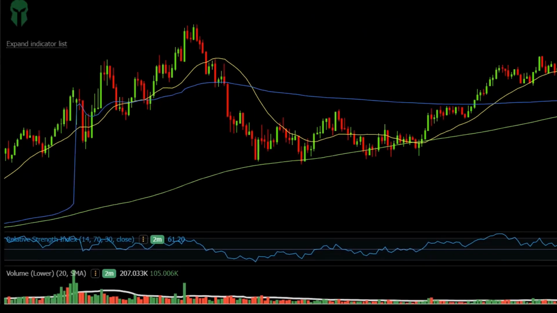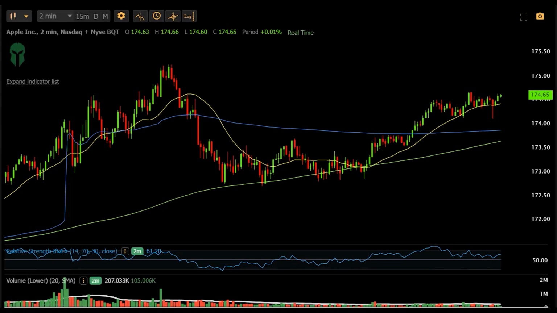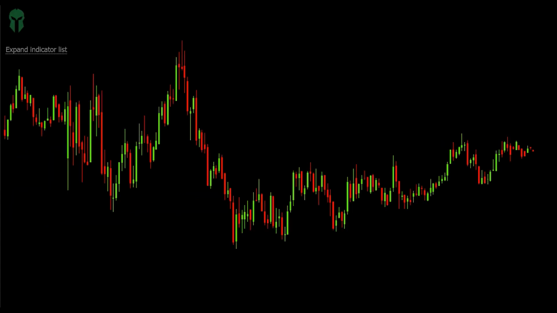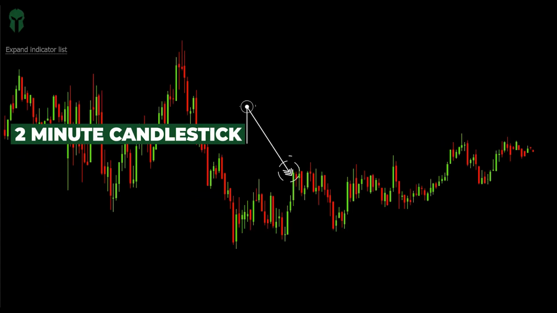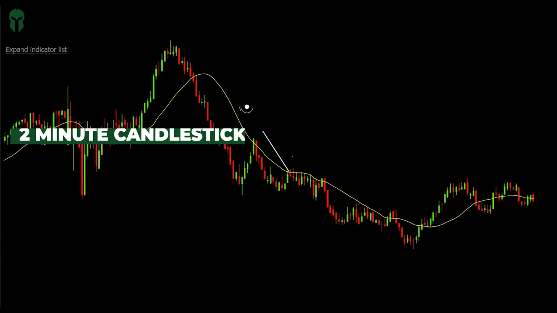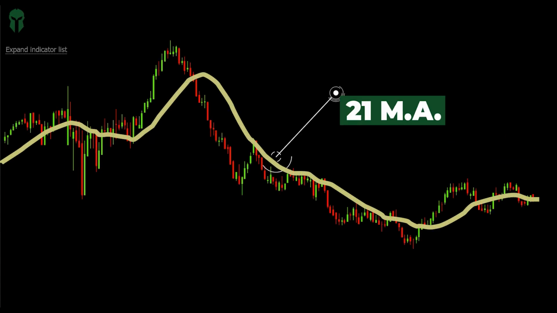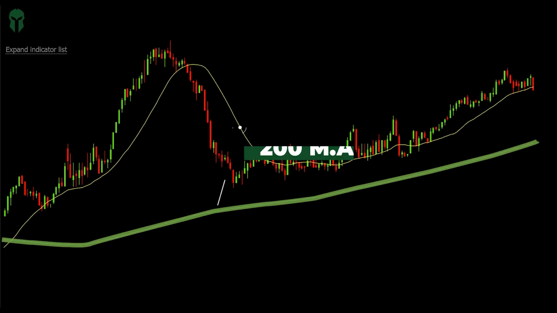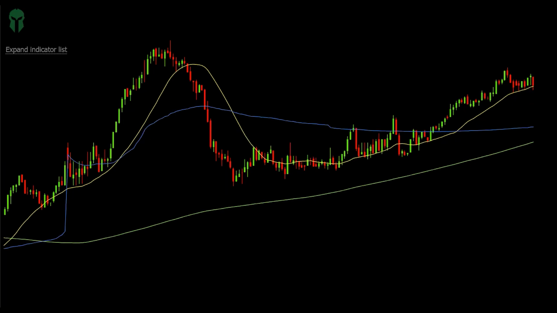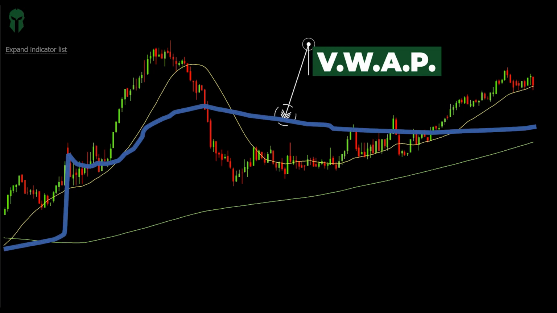Now that our chart is set up, let's review each part of the chart. To start with, we are using a 2-minute candlestick. Each bar is 2 minutes. We are using a 21 moving average. We are using a 200 moving average for a longer term understanding of the trend. We are using VWAP to understand where the large institutions are buying and selling.